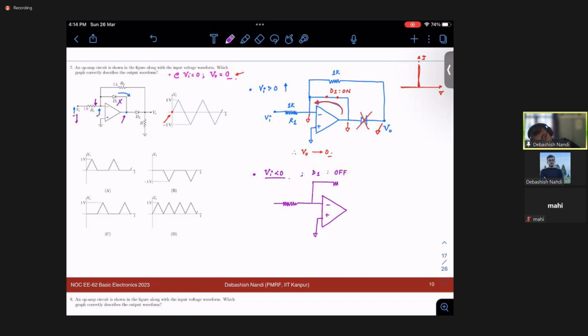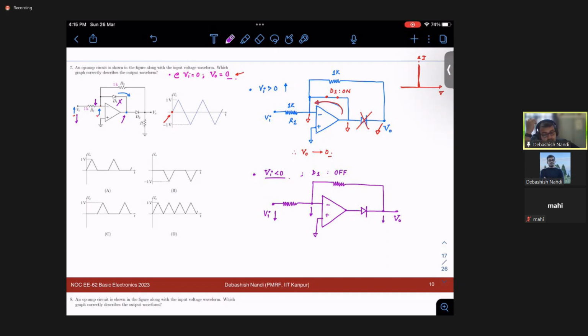So I have this resistance path, right? This is what I have. Now if your Vi goes down, this goes down, this tries to go down, right? What happens to this? This will again try to go down.